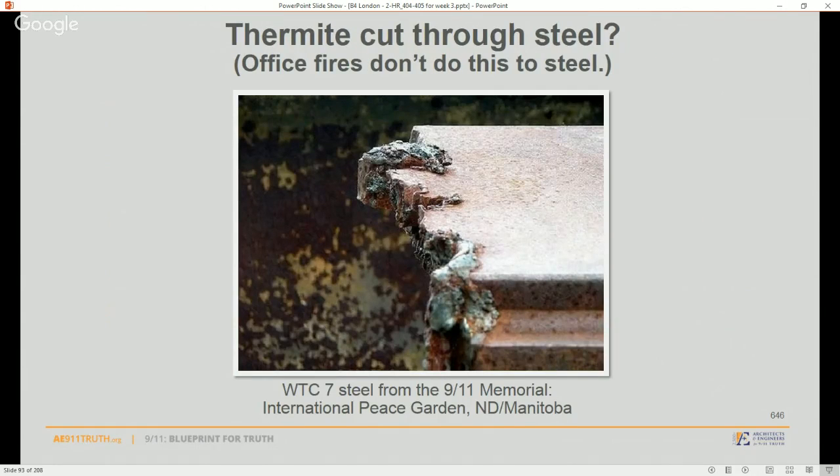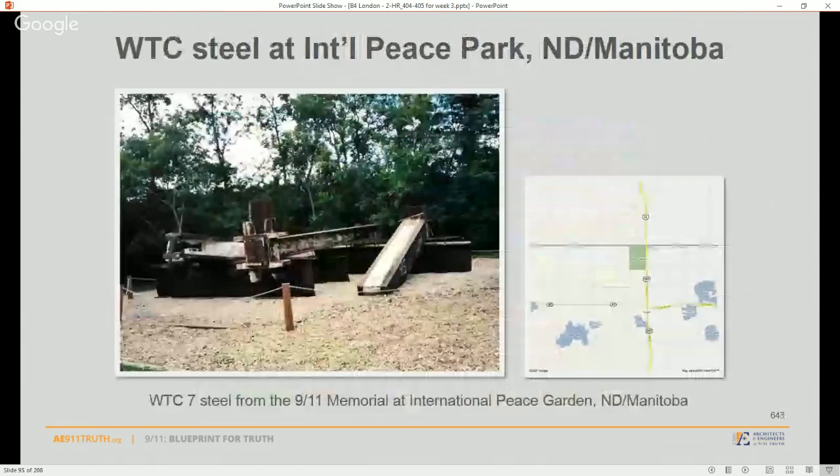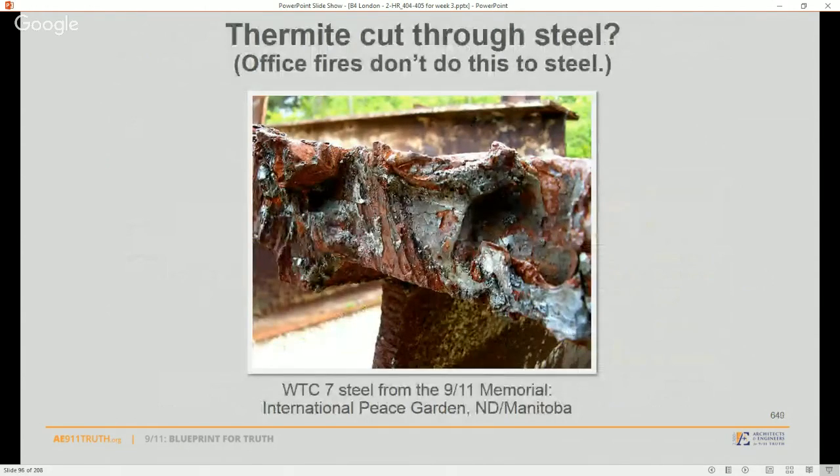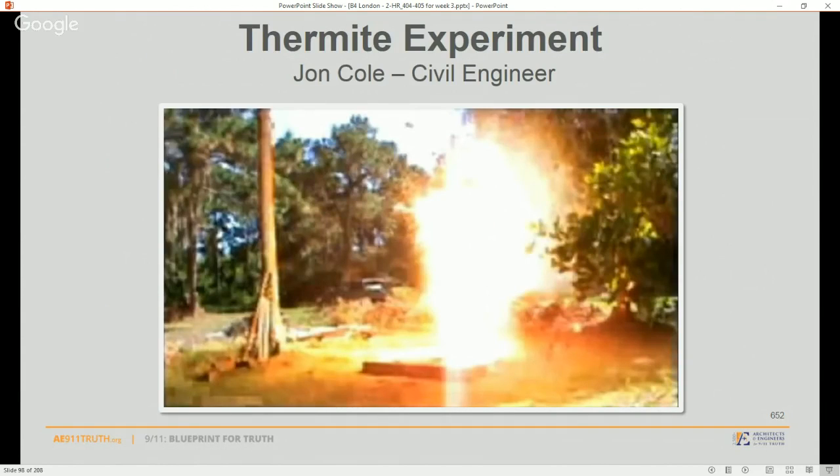And with abundant aluminum, which is one of the ingredients of thermite, and part of the residue when it's not converted to aluminum oxide in a full, complete reaction. Well, this monument at the International Steel Park, he looks at also, and there's evidence of aluminum. In fact, the XEDS, X-ray dispersive spectroscopy analysis of this slag residue at the International Peace Park from Manitoba shows the signature of thermite. In fact, thermite can be used to cut through steel, has been.